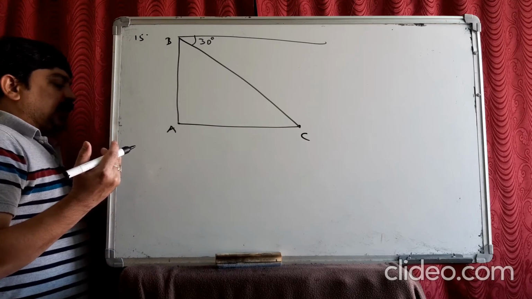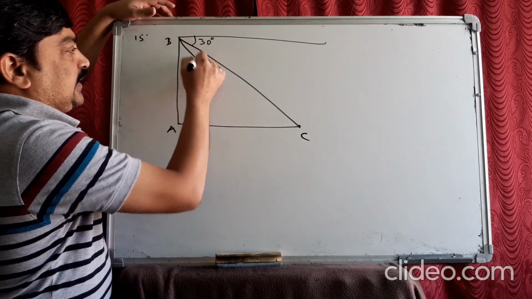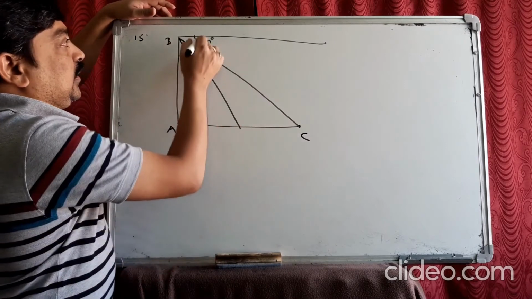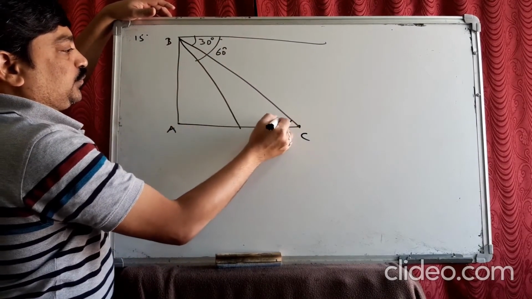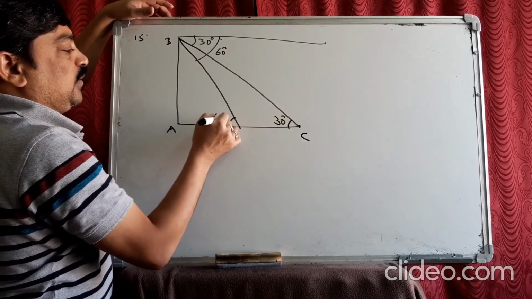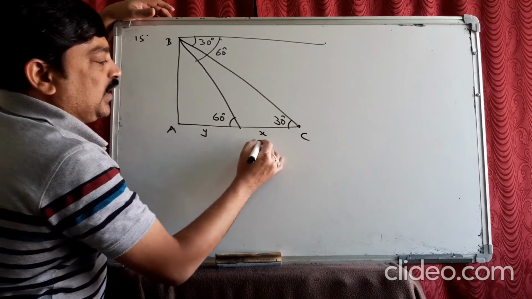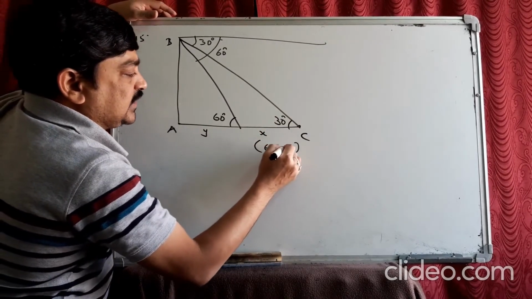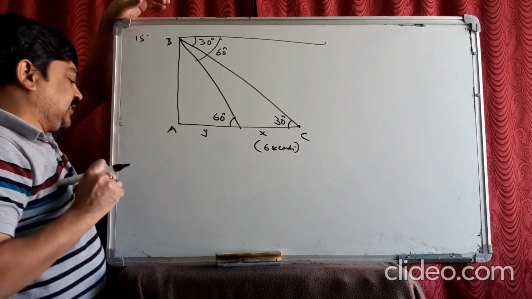6 seconds later, the angle of depression of the car is found to be 60. After 6 seconds, it has become 60. Before it was 30, now it has become 60. Let us take the distance as x and the distance as y, and the time is 6 seconds. The distance is x. Time is 6 seconds.